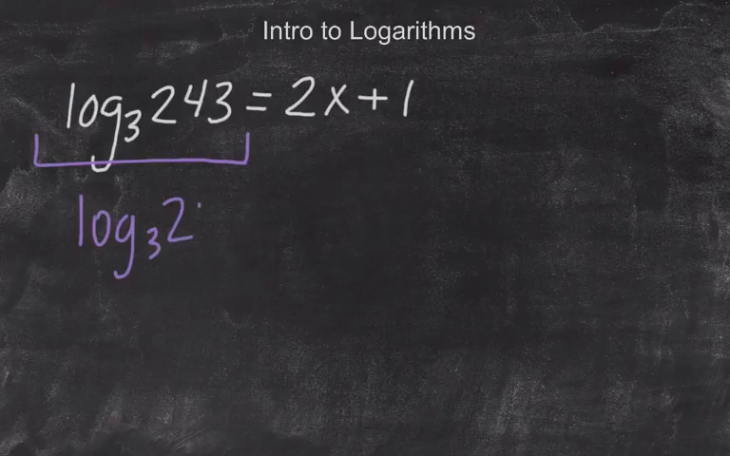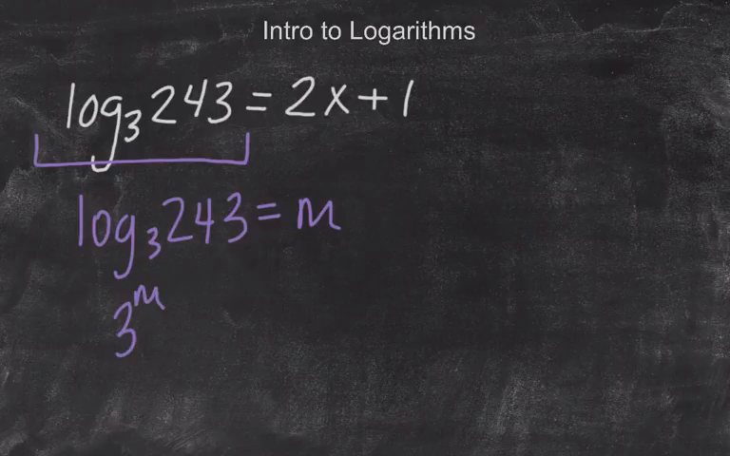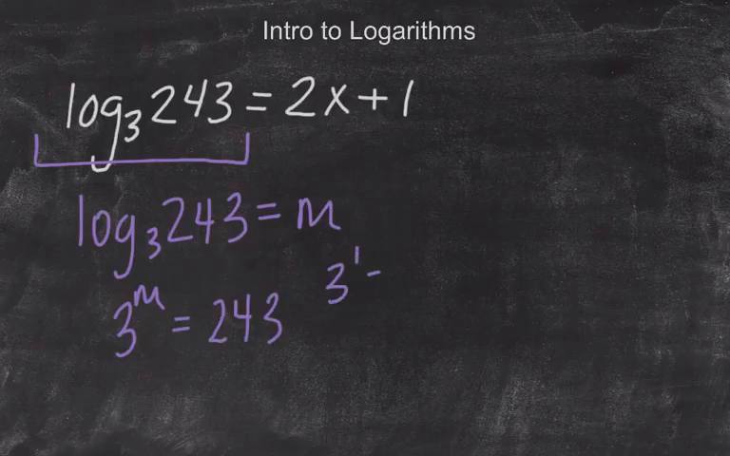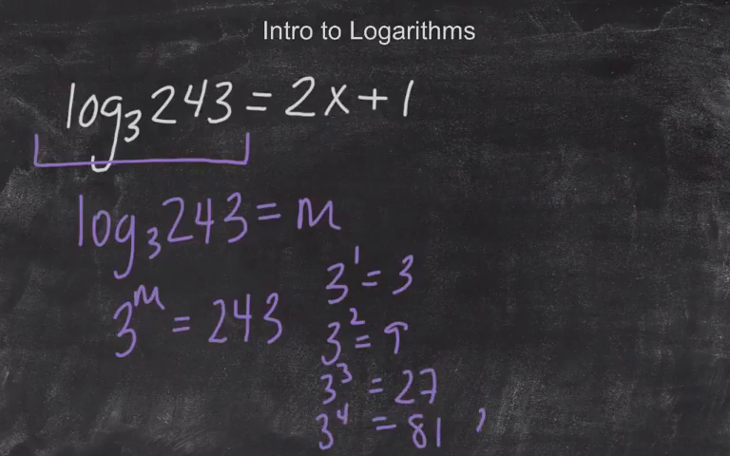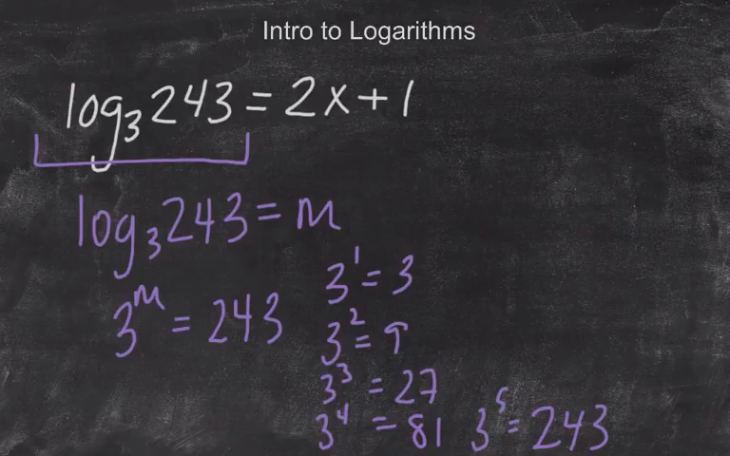Log base 3 of 243 equals, let's use the letter m, just as a stand-in for right now. So this is asking the question, 3 to the power of what gives me 243? I've got 3 to the first equals 3, 3 squared equals 9, 3 cubed equals 27, 3 to the fourth equals 81, and 3 to the fifth equals 81 times 3, which is 243. So we know that log base 3 of 243 equals 5.